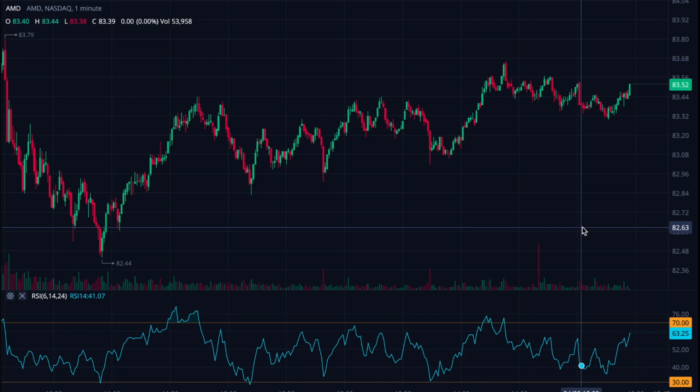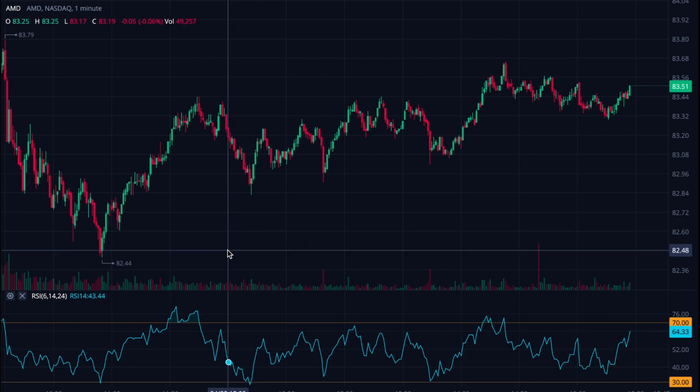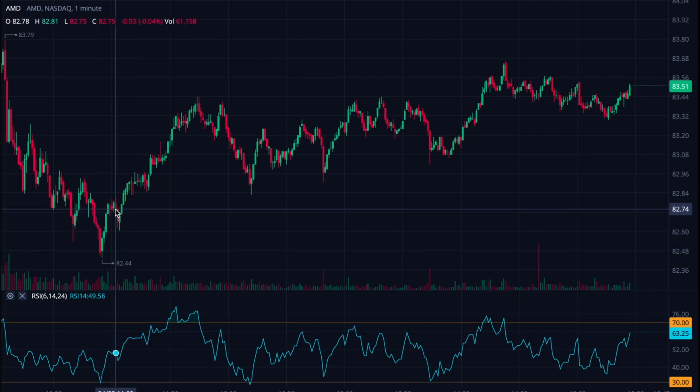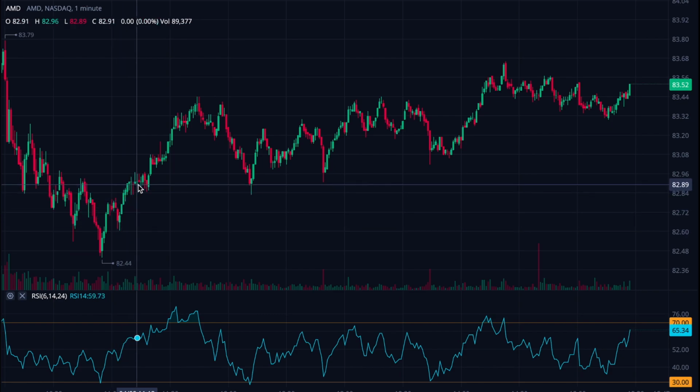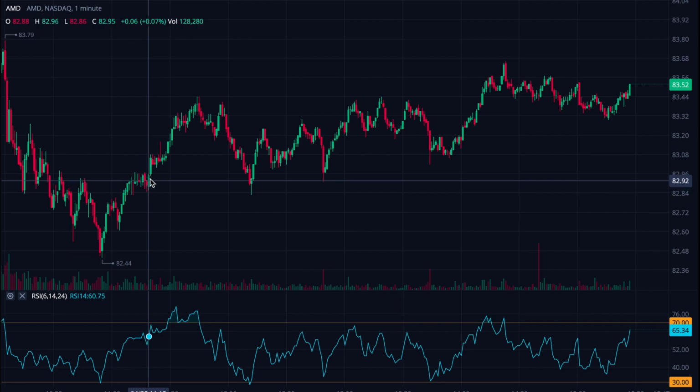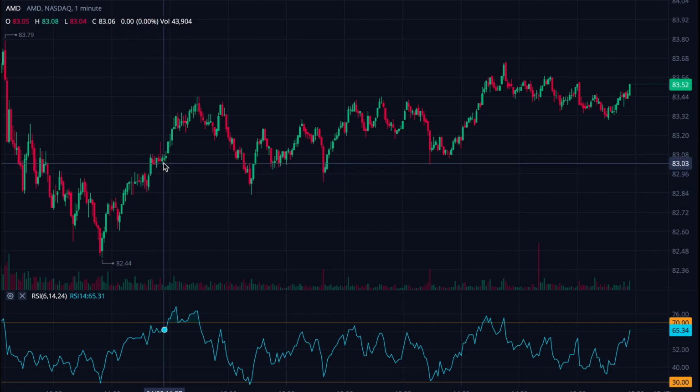RSI indicators will help you with things like keeping yourself from chasing. Say you were watching the price action today when it was here, and it went up and you thought, ooh, I should catch this. Then it came back down and you thought, okay, hold on. This repeats a few times, and then it keeps going up, and you think, okay, I have to buy in. And so you buy in right here.